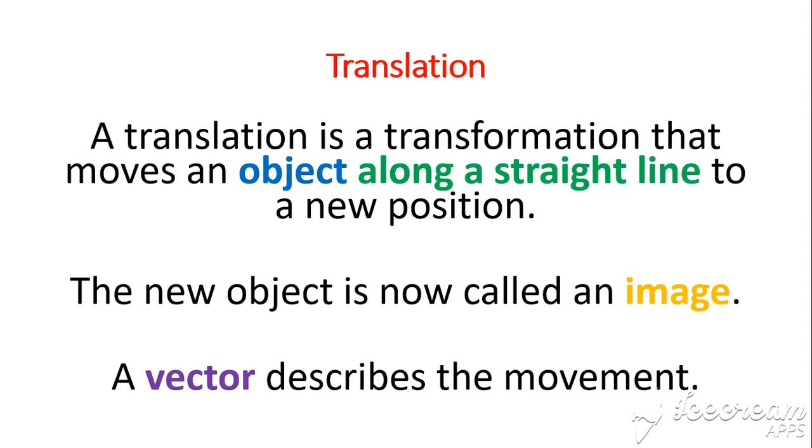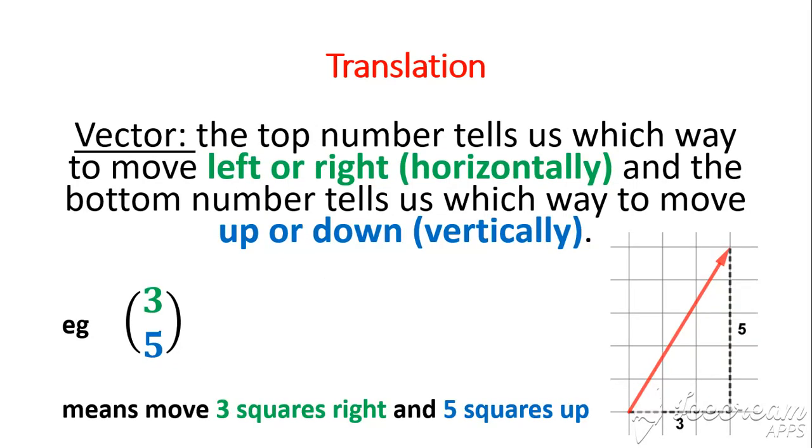Now, we just chatted about vectors in the last video, so if you didn't watch that video, you need to maybe pause this and go back and watch that last video. Very quickly to recap, a vector, the top number tells us which way to move left or right horizontally, and the bottom number tells us which way to move up or down vertically. It's written inside brackets and it's one number on top of another. So 3/5 means move 3 squares to the right and 5 squares up.